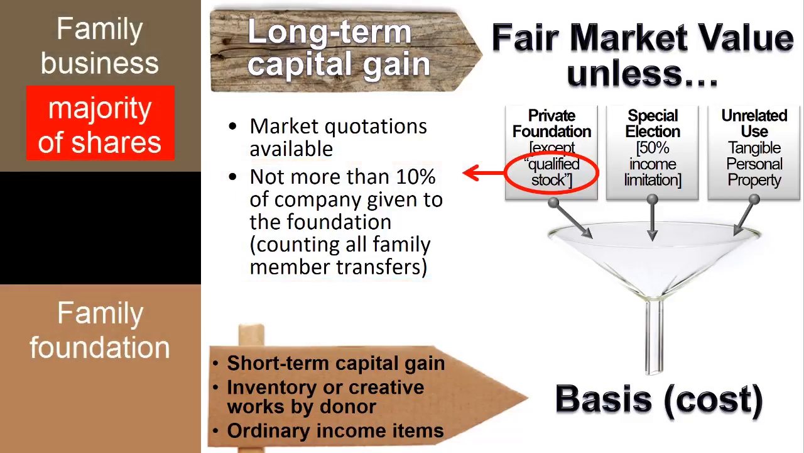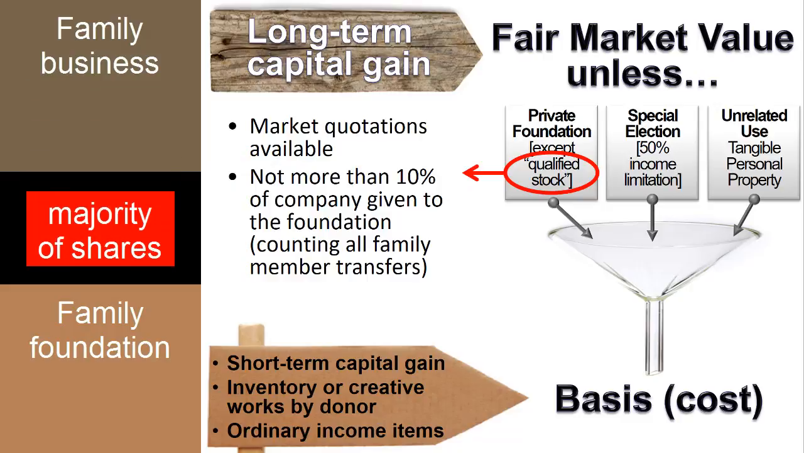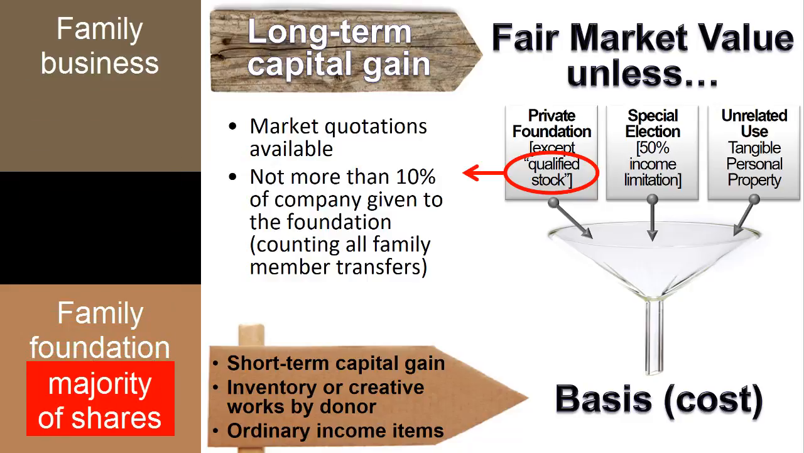Consider the case of a family-owned business where family members transfer most shares of the business to their own private family foundation. This transaction has some potential for abuse. The family members controlled the asset before the gift, and now, as board members of the private family foundation, they control the asset after the gift, at least until it's sold.